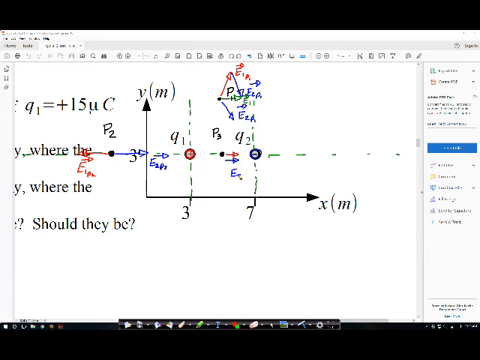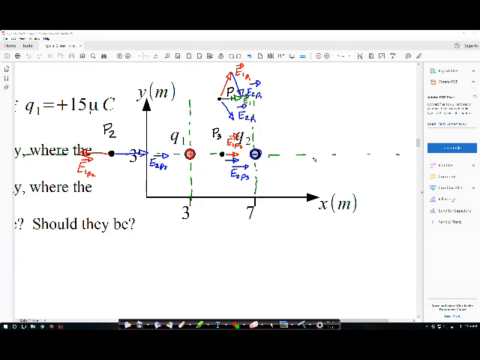So that would be E at point 3 from, this is at P3. Sorry, this is E2 P3. I should learn and use simpler notation. The electric field from charge 2 at point 3 and the electric field from charge 1 at point 3.